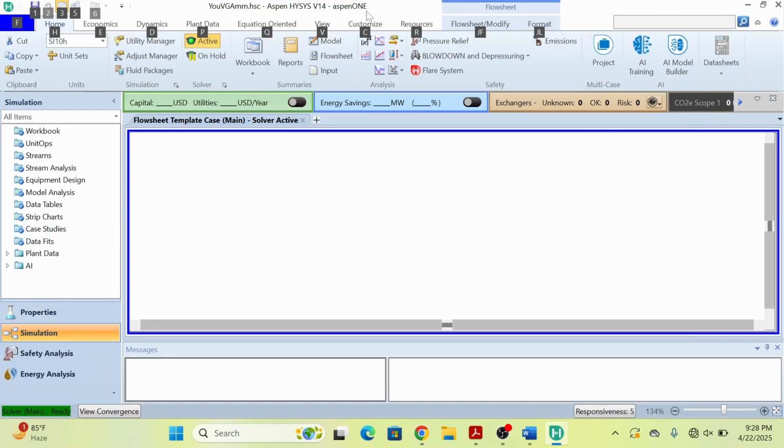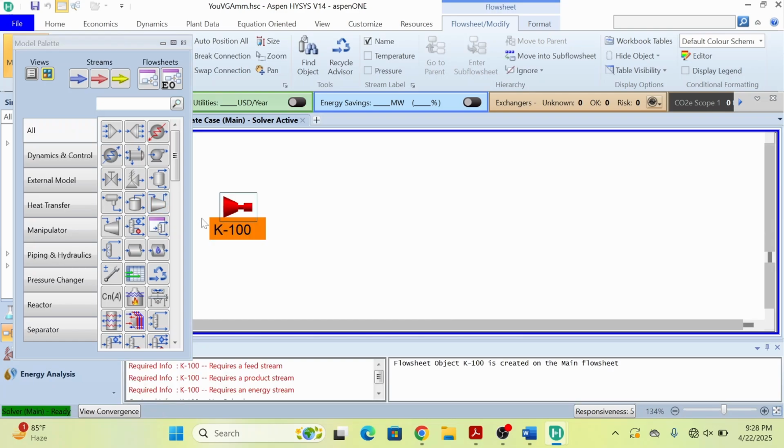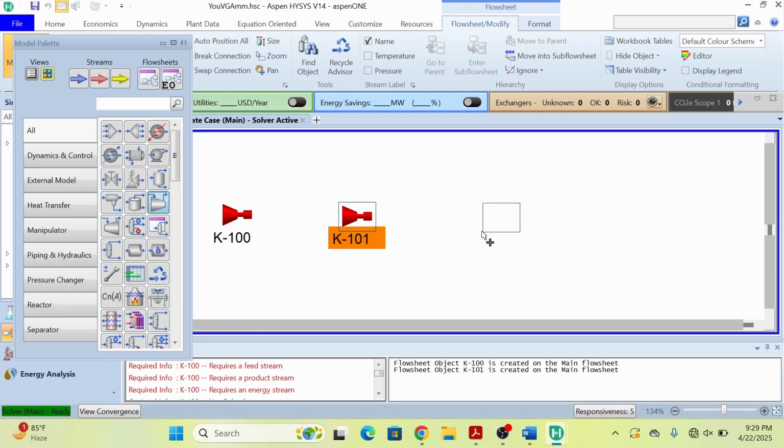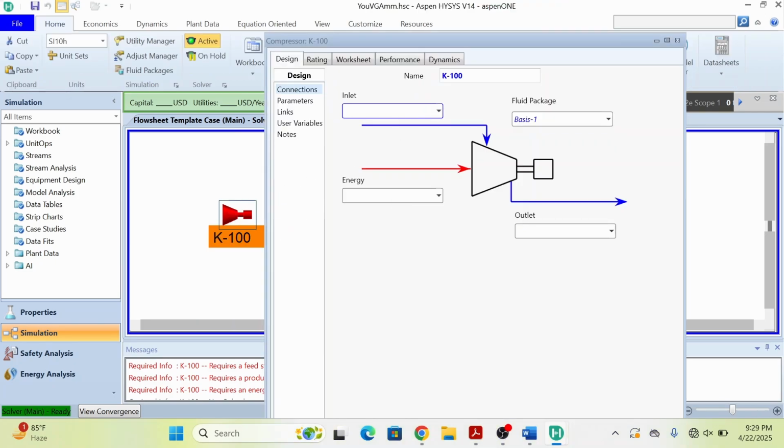Now I will go to my flow sheet and model, and here I will add my 3 compressors. These 3 will make up my 3 stages. So this is 1, this is 2, and here I will again use another compressor. I will double click on it, and that will be my air 1. You can name this compressor air 1 in, and here you can write compressor air 1 out.